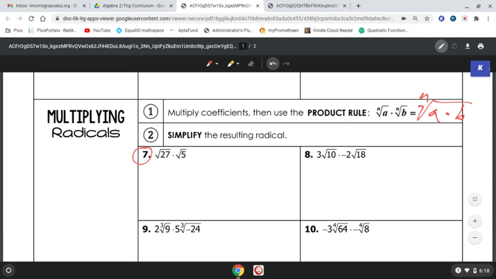So let's look at 7. We have the square root of 27 times the square root of 5. This is simply the same thing as the square root of 27 times 5.